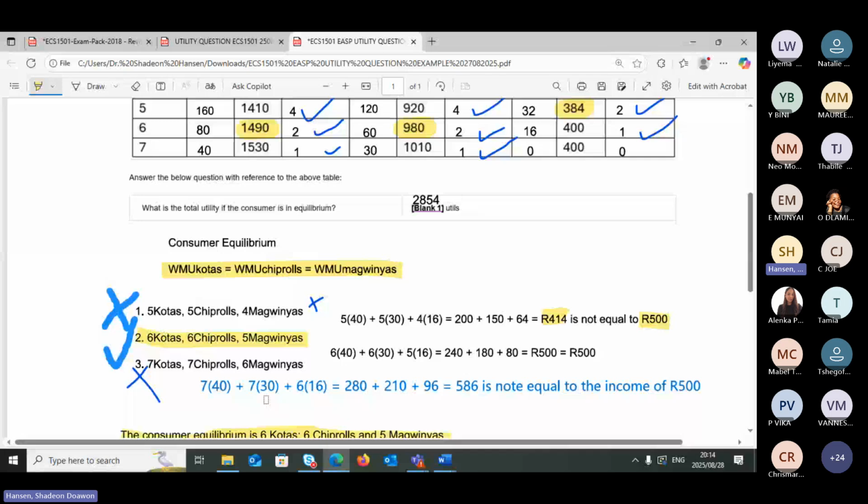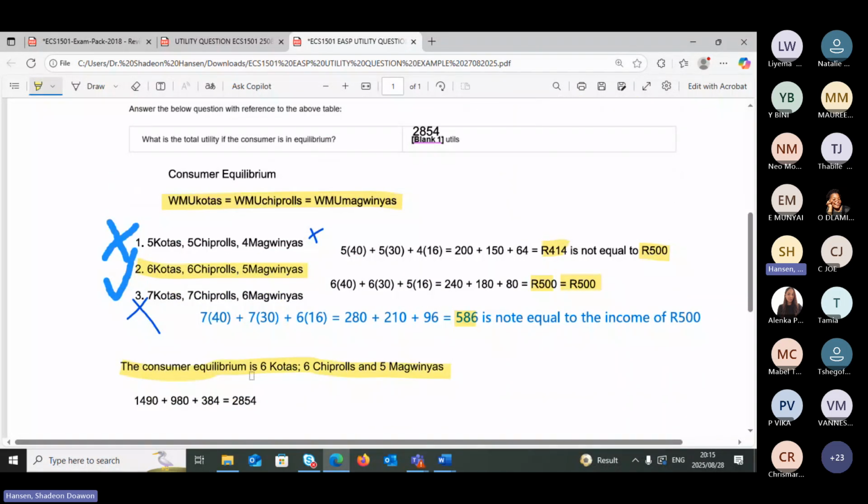If we were to go to instance number 2 over here, and we multiply the 6 quarters with the price of quarters plus the 6 chiprels multiplied by the price of chiprels plus the 5 magwinas multiplied by the price of magwinas. We got 240 plus 180 plus 80, and that equals 500. That exhausts our income of 500, which means that instance number 2 was our true consumer equilibrium. You see. So therefore, we agreed that consumer equilibrium is 6 quarters, 6 chiprels, and 5 magwinas.